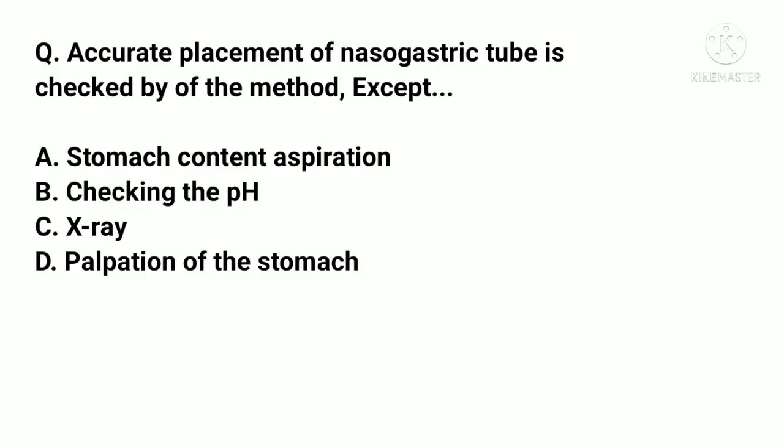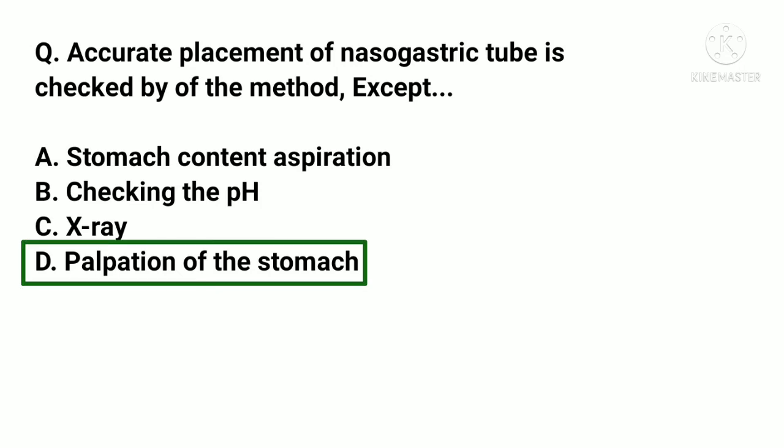Accurate placement of nasogastric tube is checked by the method except A. Stomach content aspiration. B. Checking the pH. C. X-ray. D. Palpation of the stomach. And the correct answer is D. Palpation of stomach. By palpation of the abdomen, nasogastric tube placement cannot be confirmed.